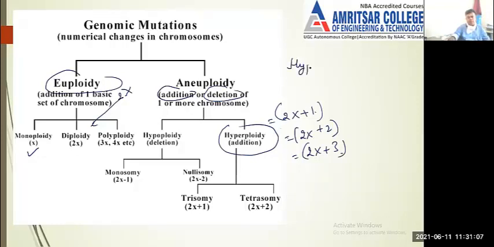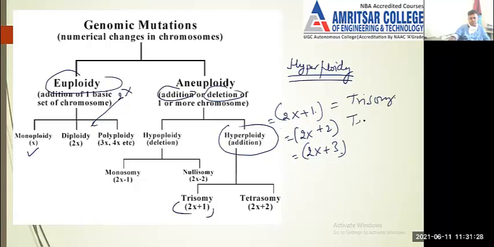Hyper. Right. Hyperploidy can be written as 2x plus 1 means trisomy, 2x plus 2 means tetrasomy, 2x plus 3 means pentasomy.